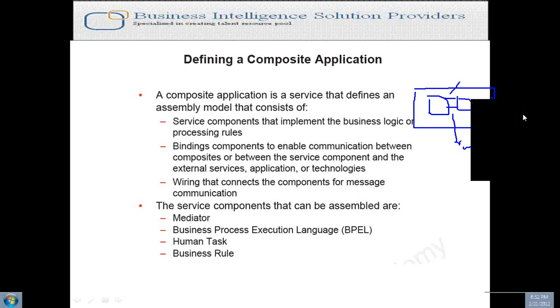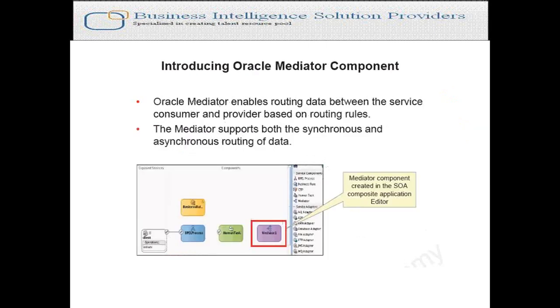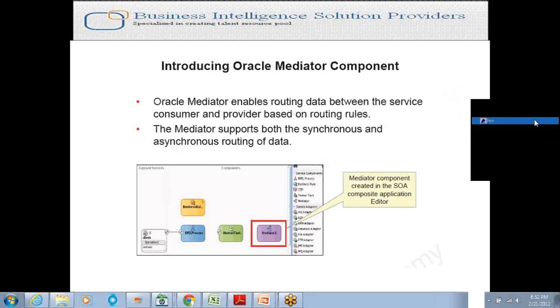Mediator component. Mediators can do only a few things. They can route, they can transform, they can do filtering, and they can do virtualization. What do these actually mean? Let's take an example.